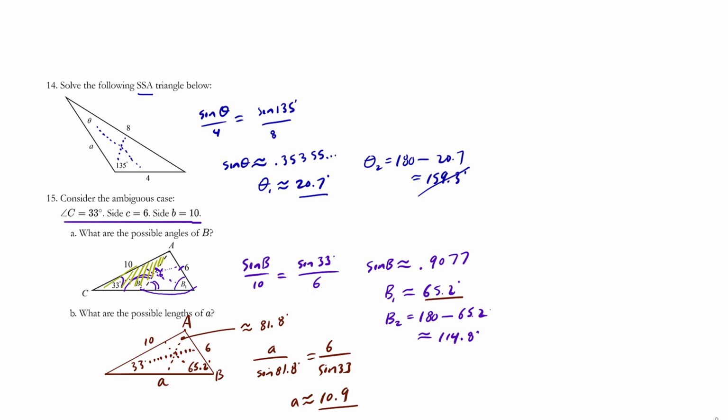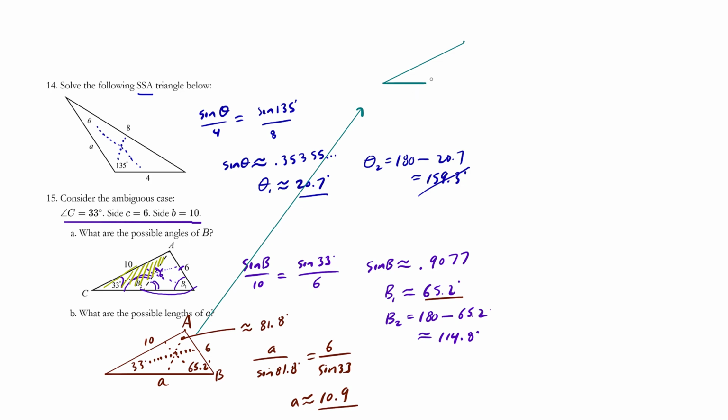And so now we use the sine law to calculate A. A over sine of A, and this mystery angle we calculate as approximately 81.8, is equal to 6 over sine 33. We could have used the 10 and the 65.2 degrees as well, but it's better to use numbers that are not calculated. Multiplying both sides by sine 81.8, we get A is approximately 10.9. Okay, so now let's continue this problem and focus on the other possible triangle.